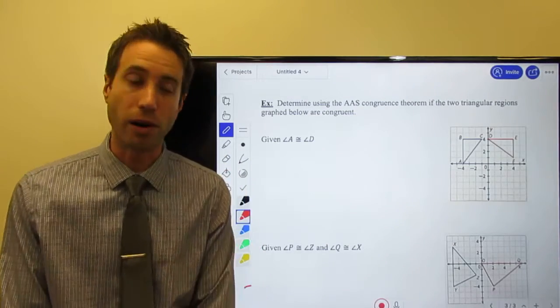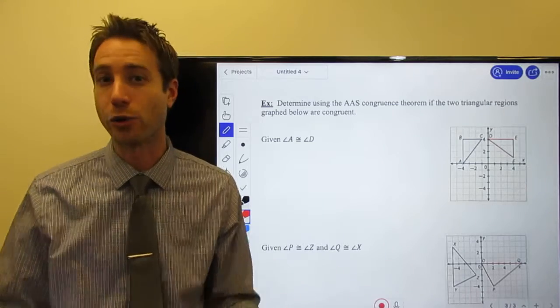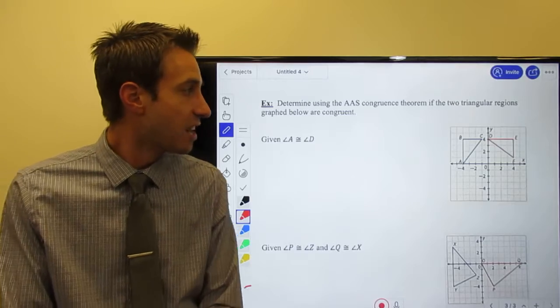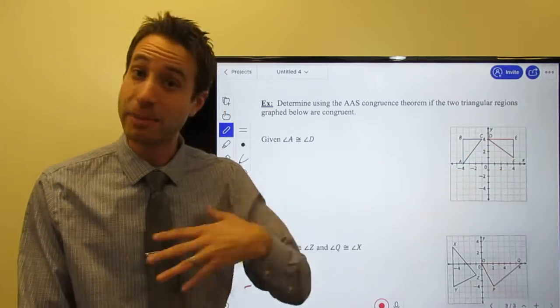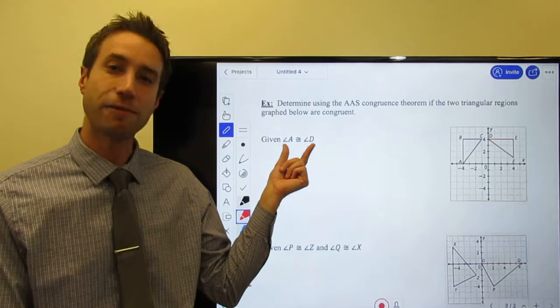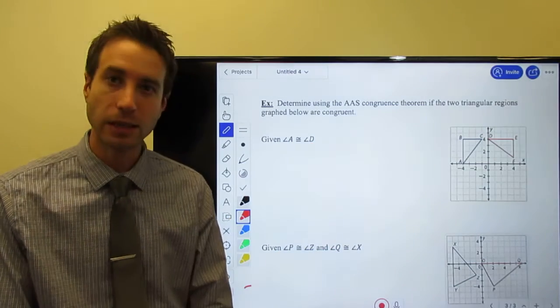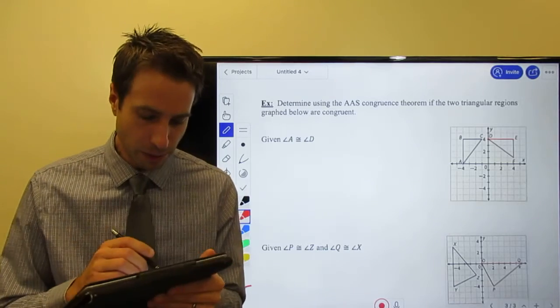Graphing is a big part of math, and we've done a lot of graphing so far this year. This will be no different. So here we go. Let's just take a look at what I've been given in my diagram, and then of course, information that I'm also given. What I tell you is that angle A and angle D are congruent. So let's put that in there.